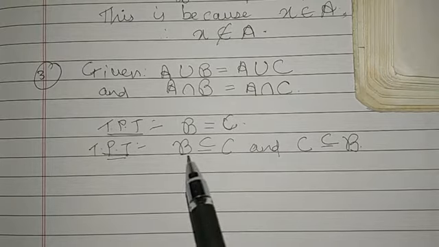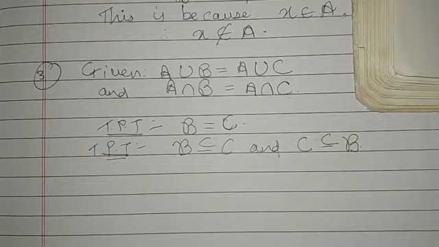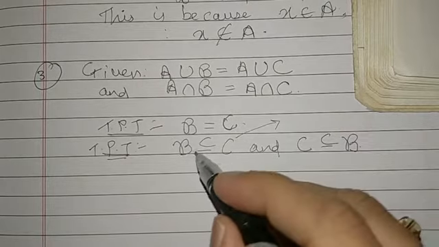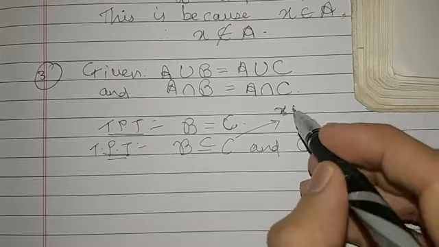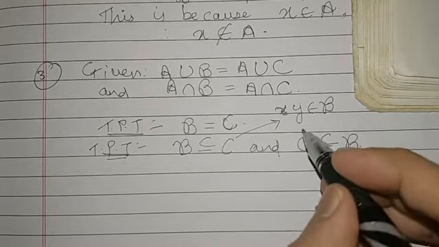So here what you have to prove is B is a subset of C and C is a subset of B. Now how to prove that B is a subset of C? You have to take an element, let us say y belonging to the set B.